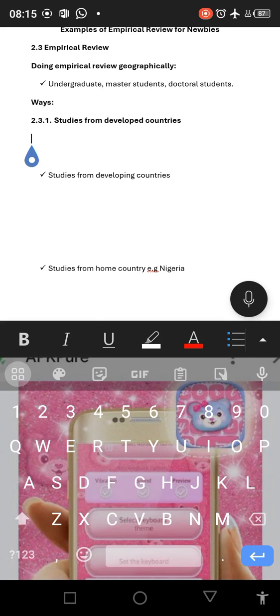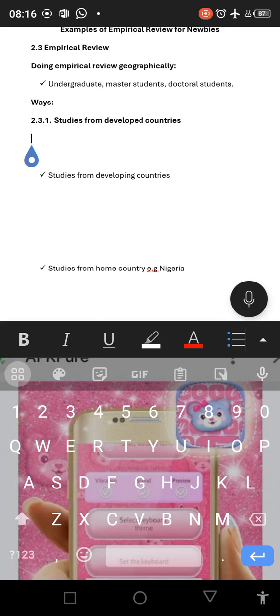Recall under this section, the literature that you must review must span across 5 years. Starting from the recent year you are writing your research project. For instance, we are in 2024. I'm writing my undergraduate project. Fine. I might not see studies under my topic that have been published in 2024.